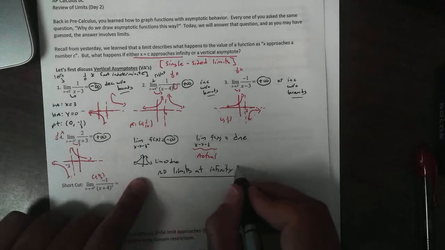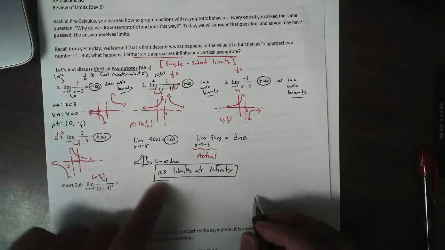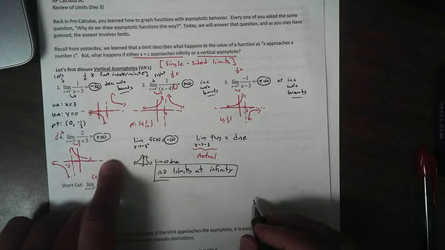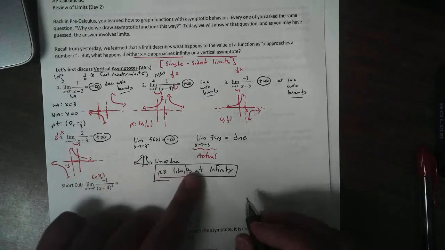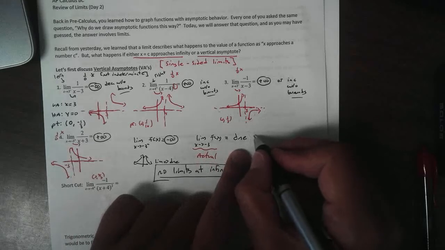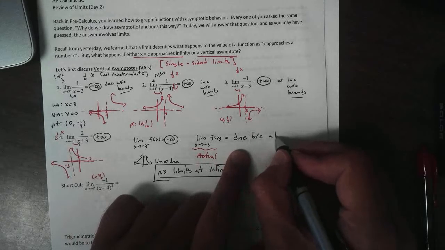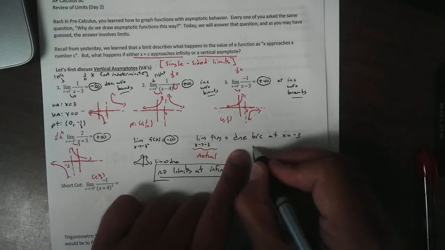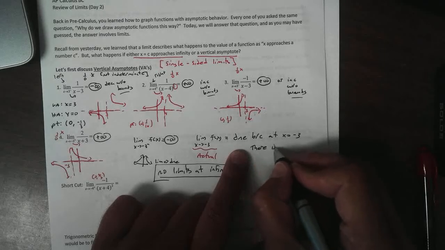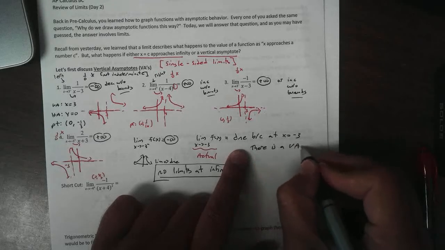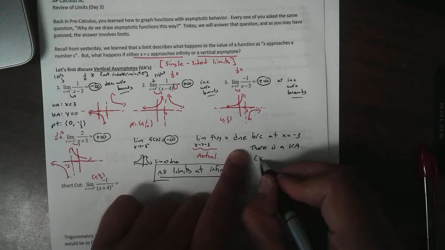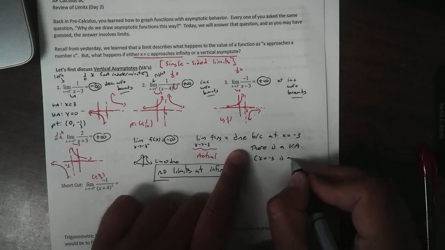That the infinity will not, that the limit should not exist there. Some teachers will accept that, some books will accept that, but I prefer the D and E. And so we say it does not exist because at x equals -3, there is a vertical asymptote. Or x equals -3 is asymptotic.